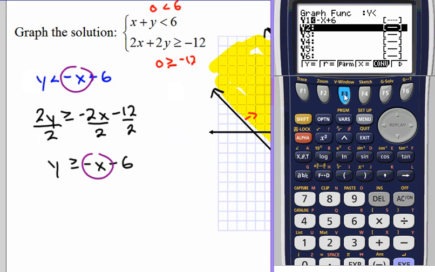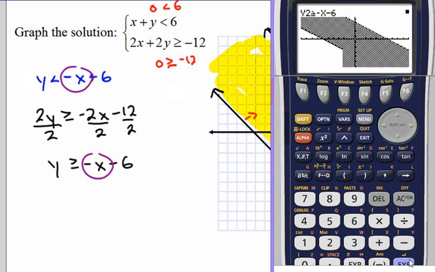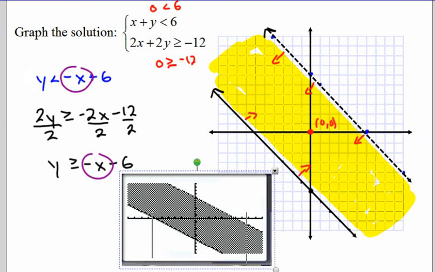Then for the other one, I'm going to hit type. I'm going to go over here. This time I want y is greater than or equal to. So I'll go with the greater than or equal to. Put that in there. And I'll put negative x minus 6. I'll graph those. Boom. Look at that. You guys, it's that easy. All right, the calculator's nice for confirmation.